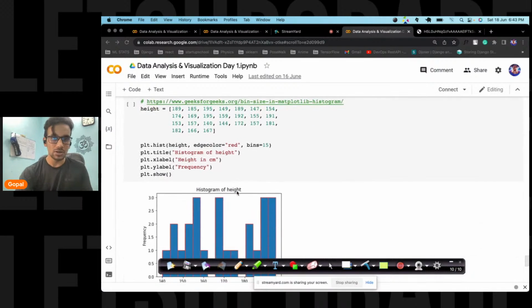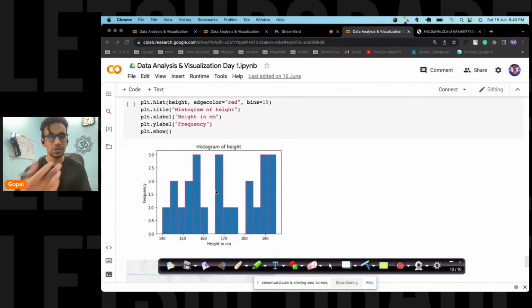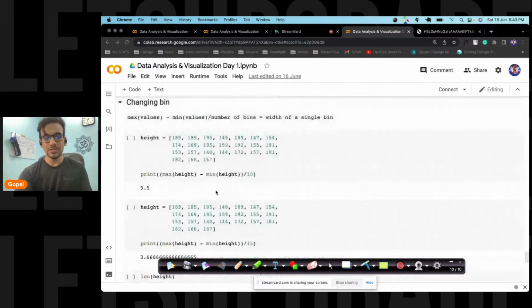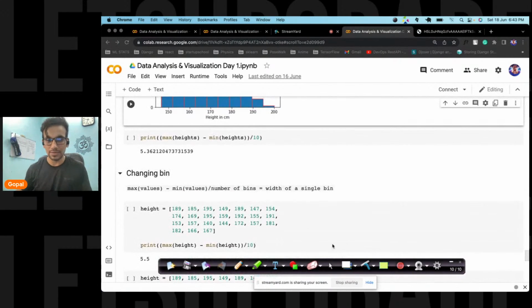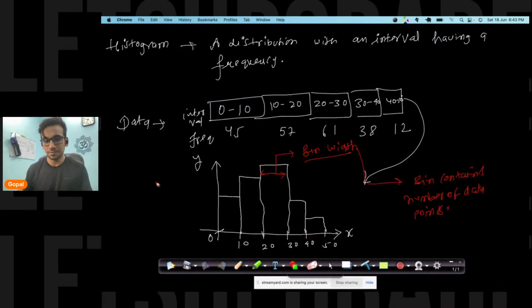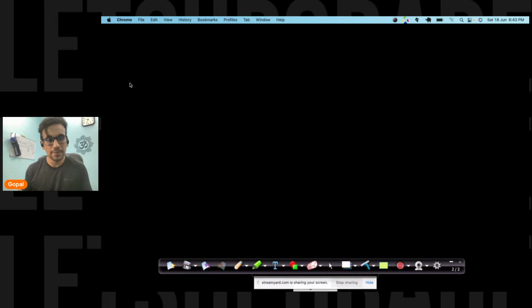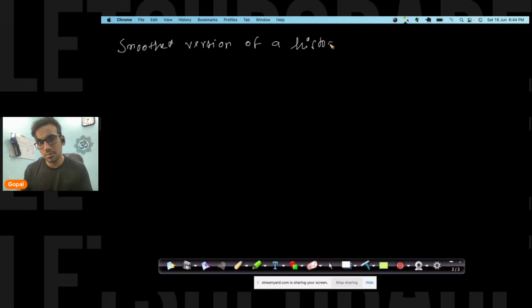Okay, so that was your histogram. And the moment we understood the histogram, the smoothed version of it, I can just show you right away. The smoothed version of a histogram is the probability distribution function.